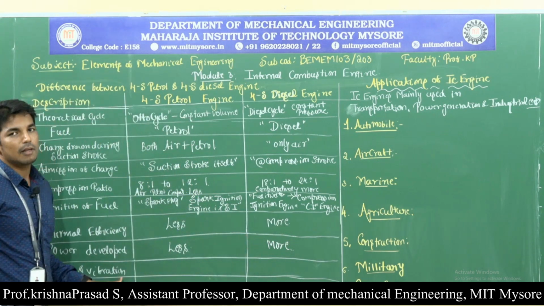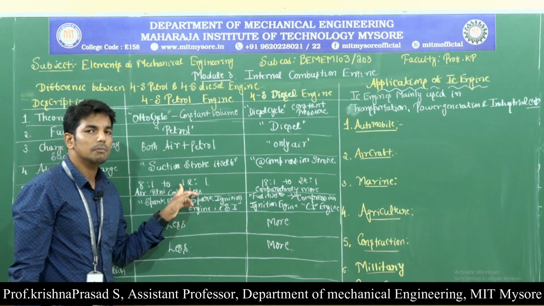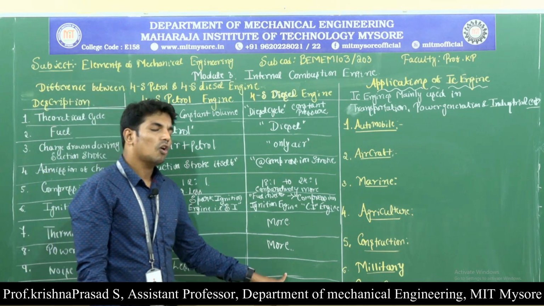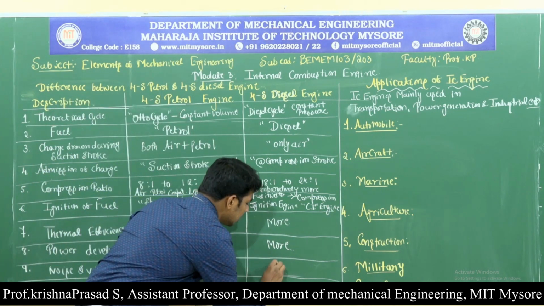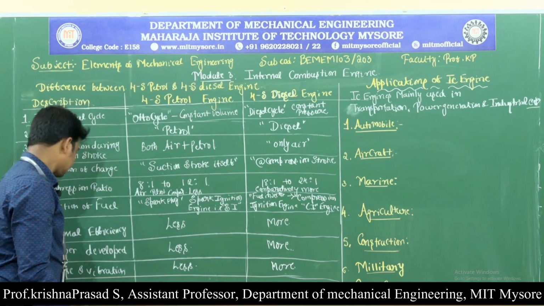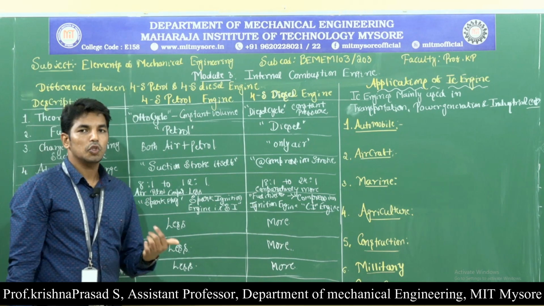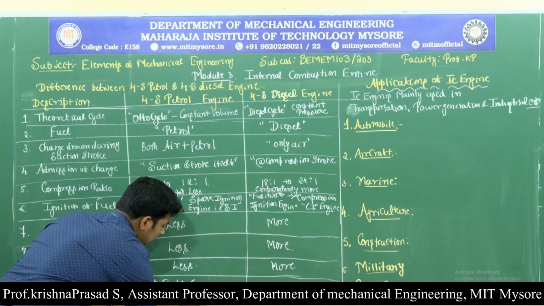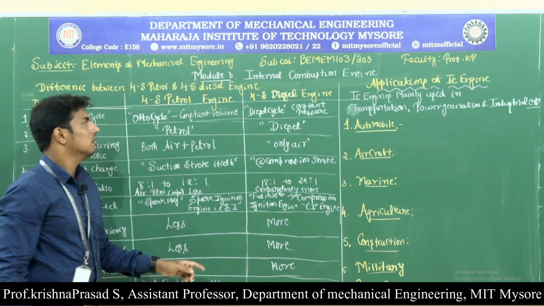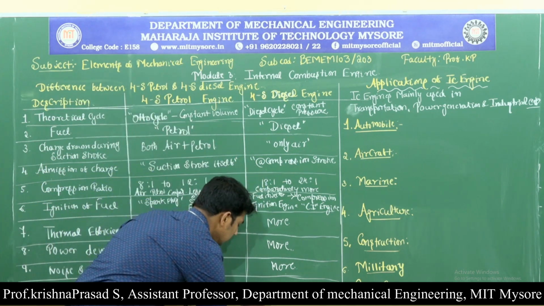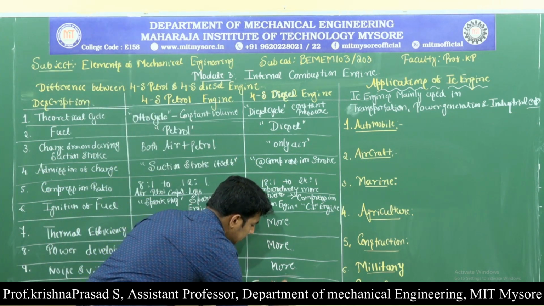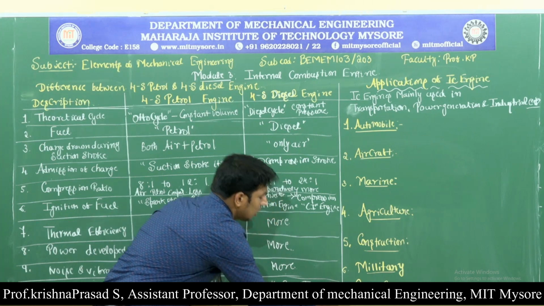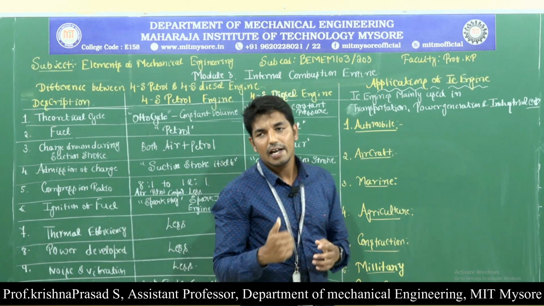Next, noise and vibration. Because of the less compression ratio, noise and vibration is also less in the petrol engine, but the noise and vibration of the diesel engine is a little bit higher compared to the petrol engine. Last one, uses. The 4-stroke petrol engine is mainly used in motorcycles, cars, etc. But the 4-stroke diesel engine is mainly used for trucks, buses, tippers, etc. So these are some of the important differences between the 4-stroke petrol engine and diesel engine.